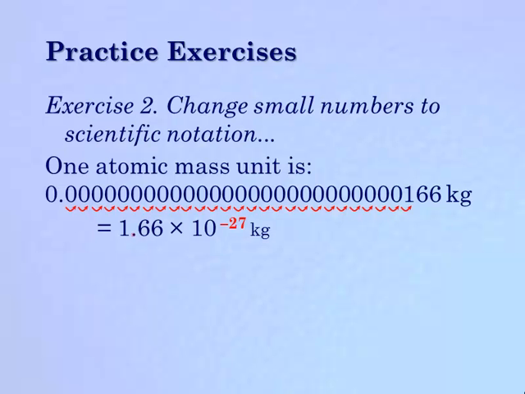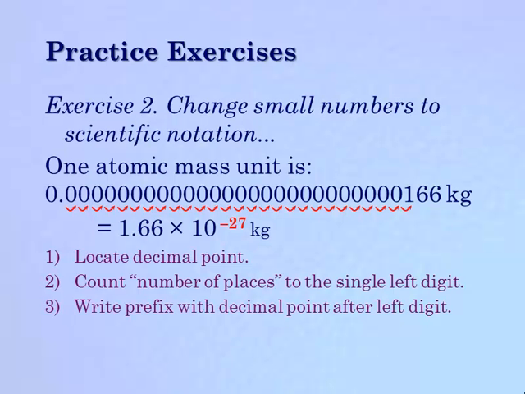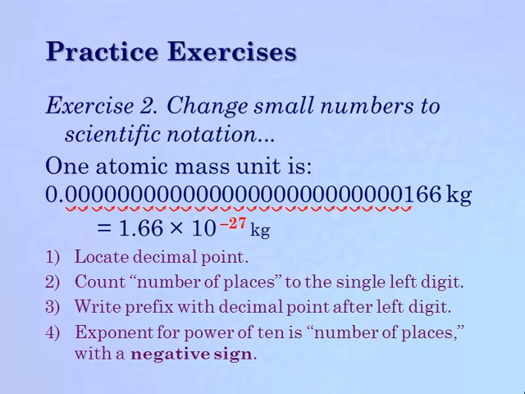So again, in summary, we locate the decimal point, count the number of places to get a single left digit, write the prefix with the decimal point after the left digit, and the exponent becomes the power of 10 with that number of places and a negative sign, in this case because we had to move the decimal point to the right.